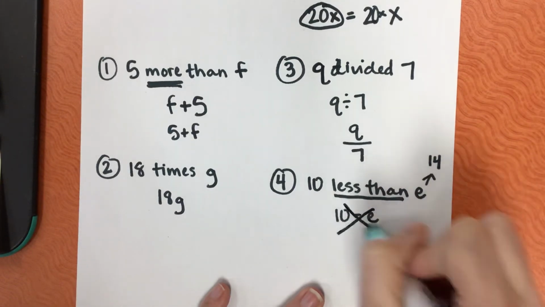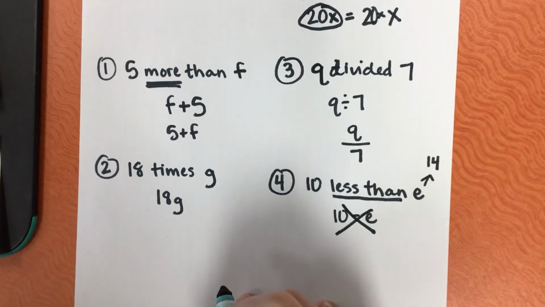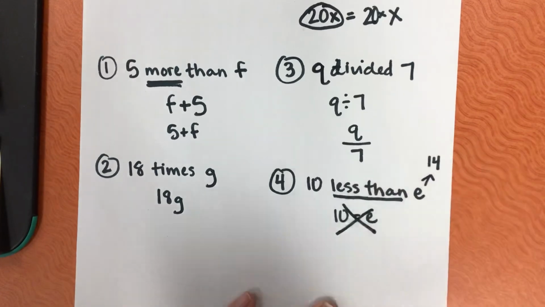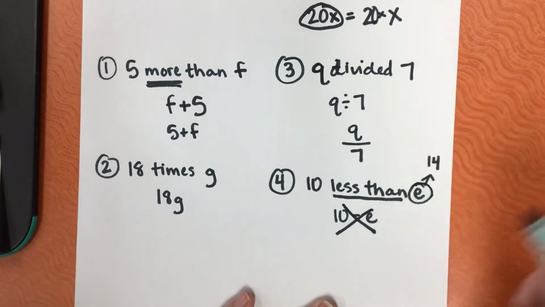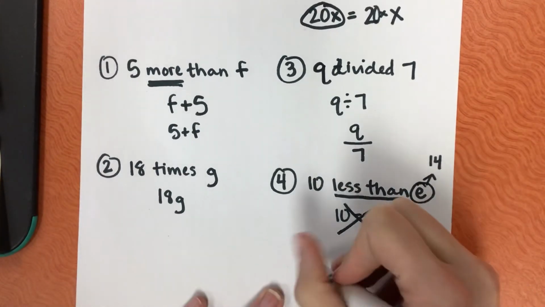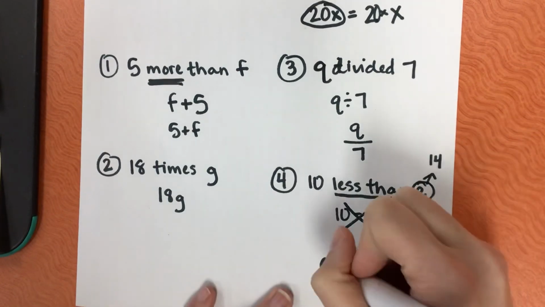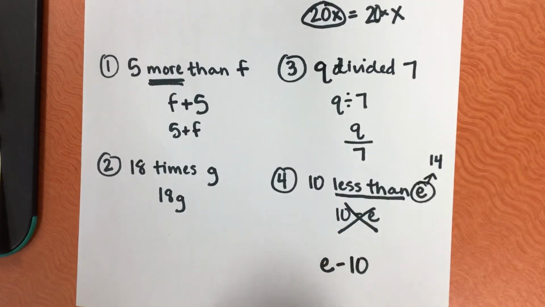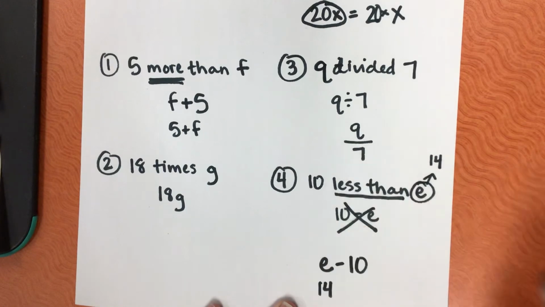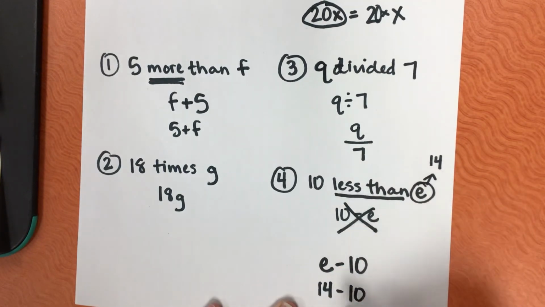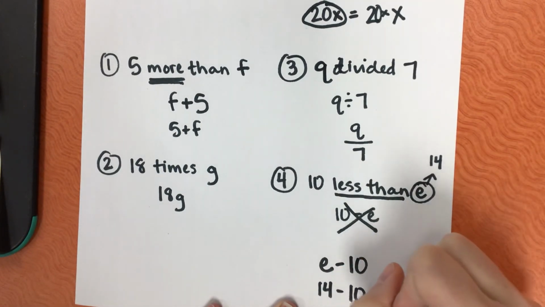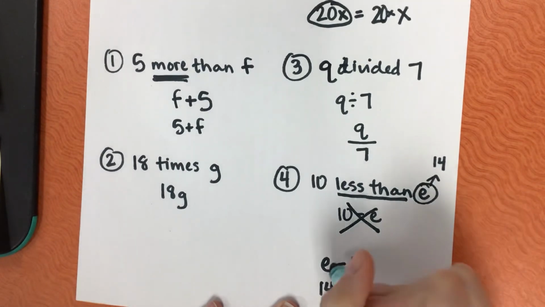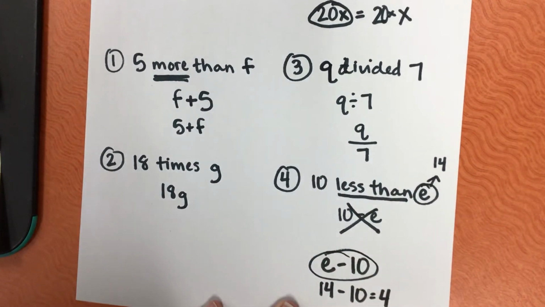So when you're finding 10 less than a number, or anything less than a number, you start with this term first. So we're going to start with e and then subtract 10. Because if e was 14, we would do 14 minus 10 to find 10 less than 14 is 4. So in this case, we have to do e minus 10 to find out what 10 less than e is.